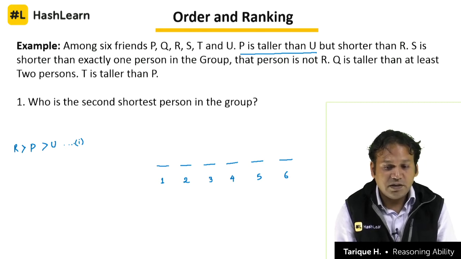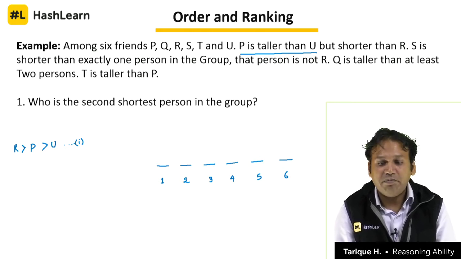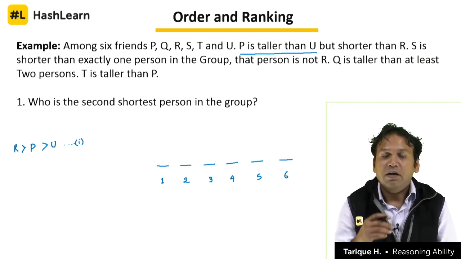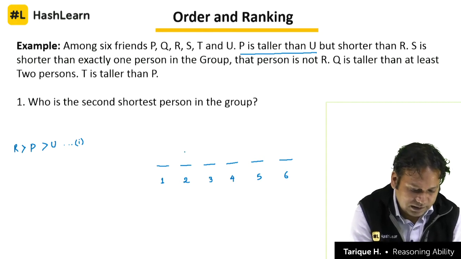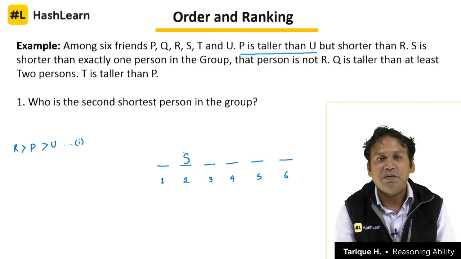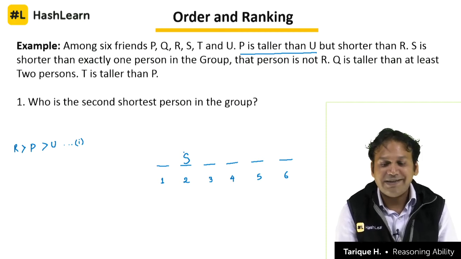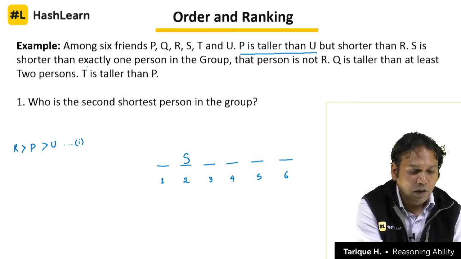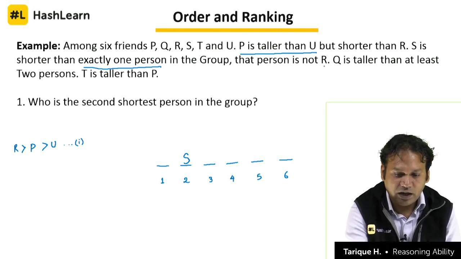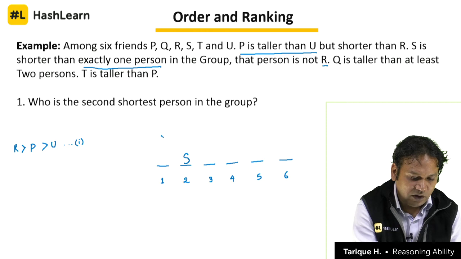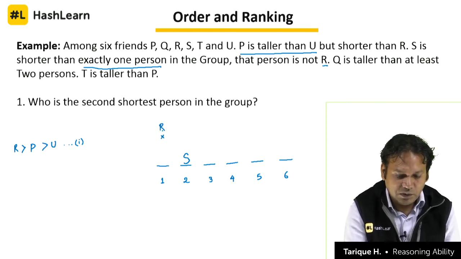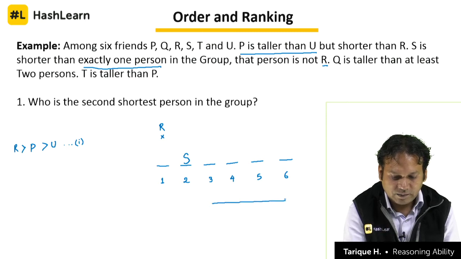S is shorter than exactly one person in the group, that means only one person can be taller than S. That directly tells you that S will be in this second position, because no one else should be taller than S except exactly one person in the group. That person is not R. So R cannot come here. So R, P and U all will come below S.